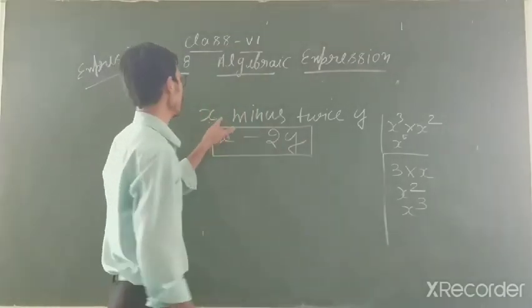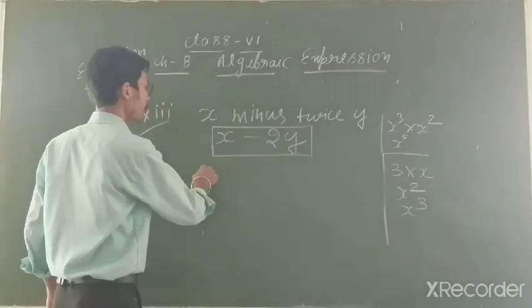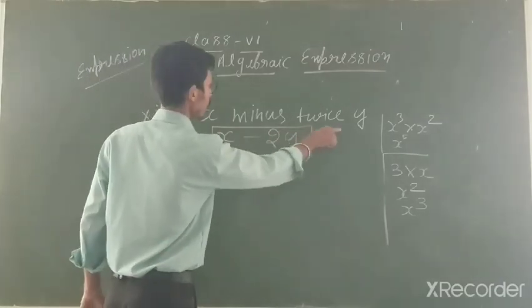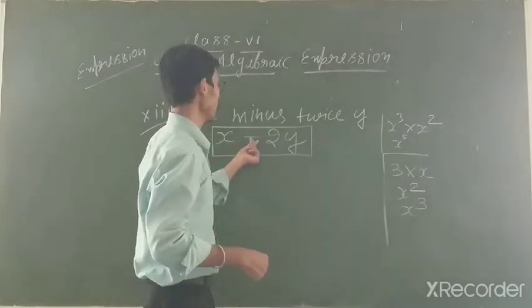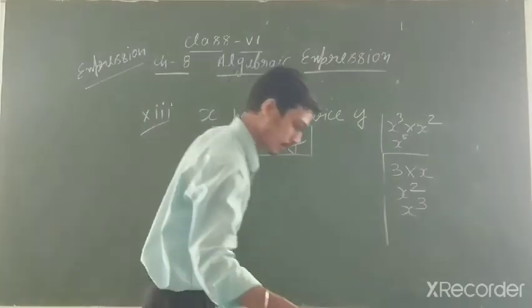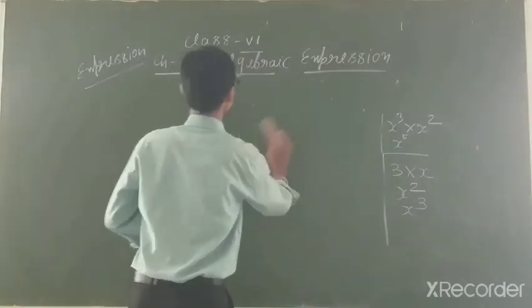If in this question it was given x minus from twice of y, so what will you write? You will write 2y first and x in last. But here it is given x minus twice y, that is x you will write down, minus sign and 2y. Clear student? So this is our question number 30. Now come to the question number 2.